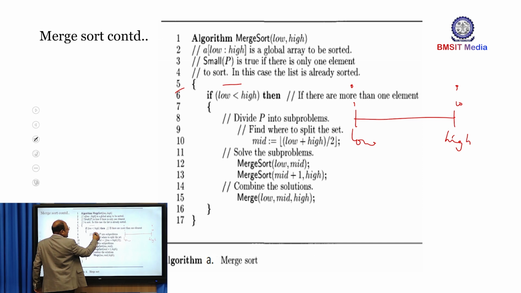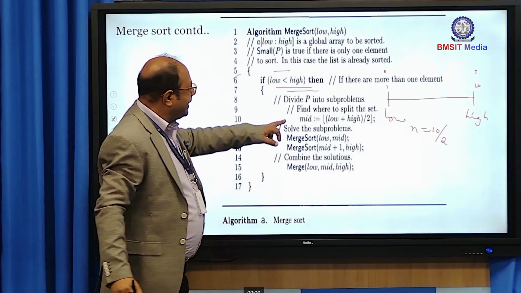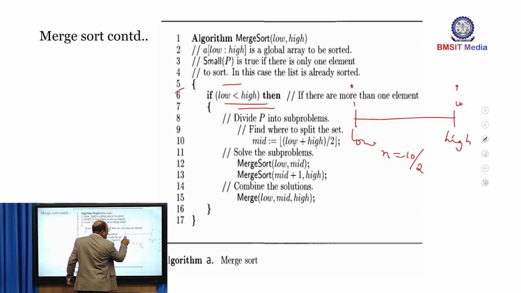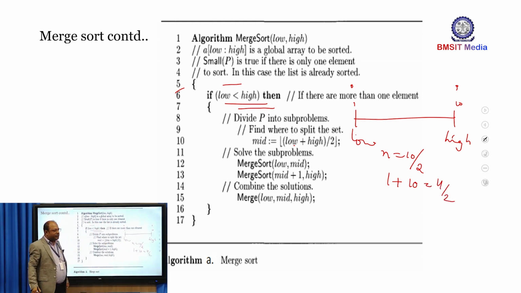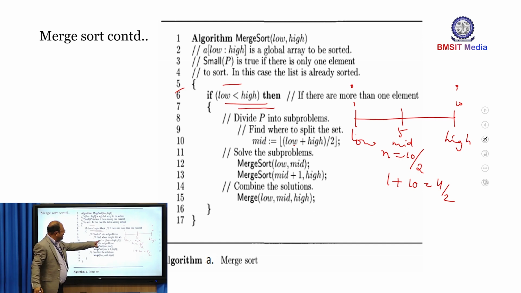What happens here is if the elements are more than 1, I would like to divide the array. Suppose n is equal to 10. To find the mid value I take low plus high, my low is 1 plus my high is 10, which is nothing but 11 by 2. How much does it come to? 5 point something will come. In that case 5 will be my mid value. So mid is equal to low plus high by 2. So 5 will be my mid value.